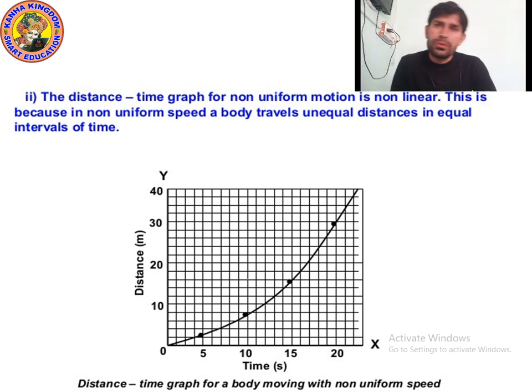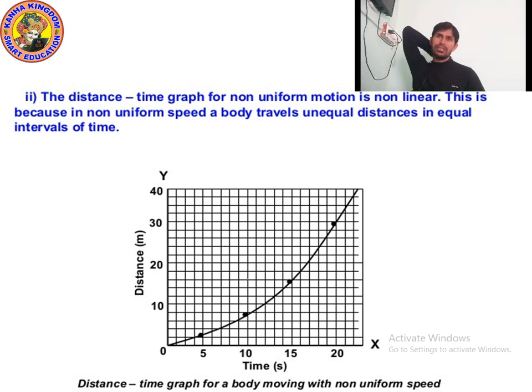This is also a distance time graph, but it is for non-uniform motion, which means the speed is changing continuously. Whenever the speed changes, the graph cannot be a straight line graph. It will always be a curve like graph, a non-linear graph. So the distance time graph for non-uniform motion is non-linear. This is because of the non-uniform speed.